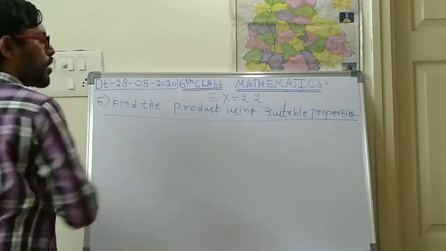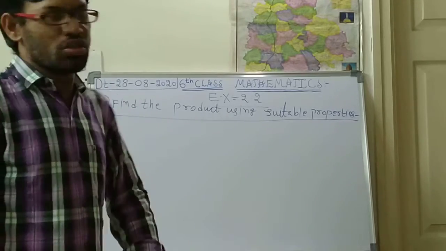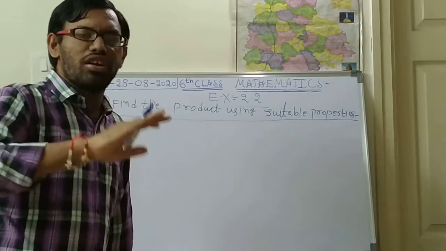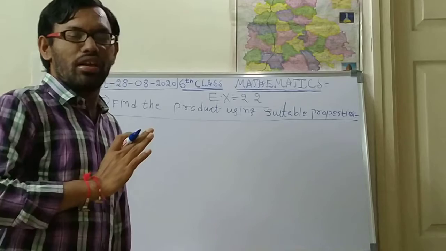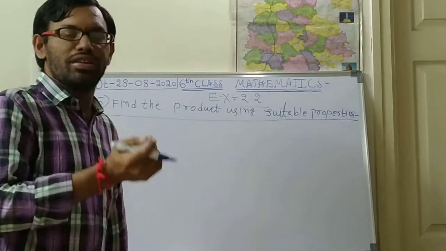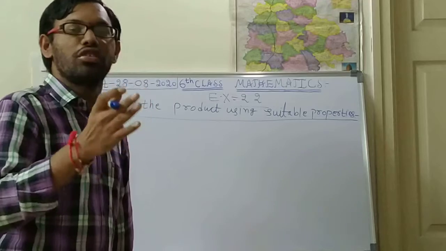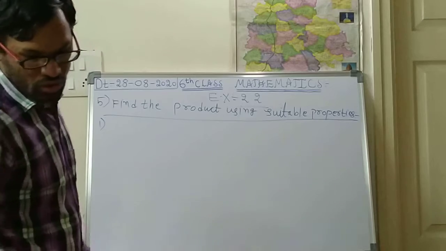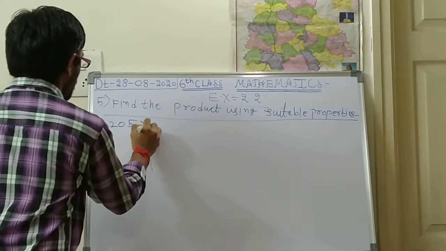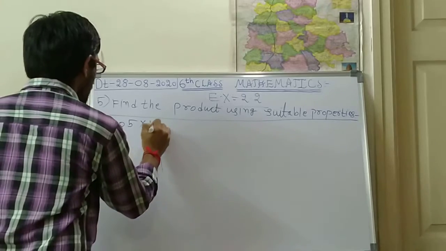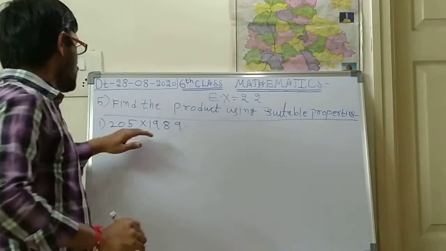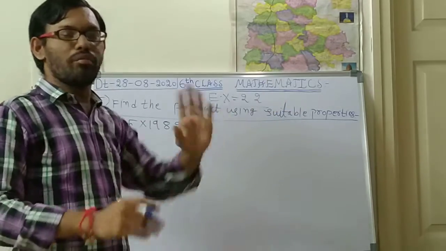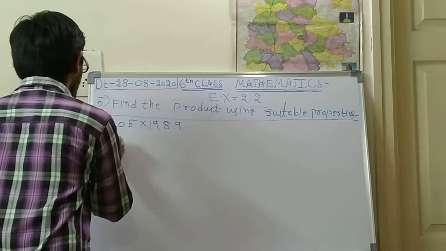So using suitable properties you have to find the product. Any type of problem which is given, you should convert into some property. Whatever property is suitable for that problem, you should convert into that property. So we shall see the first one. The first one is 205 into 1989. You should find the product using a suitable property.